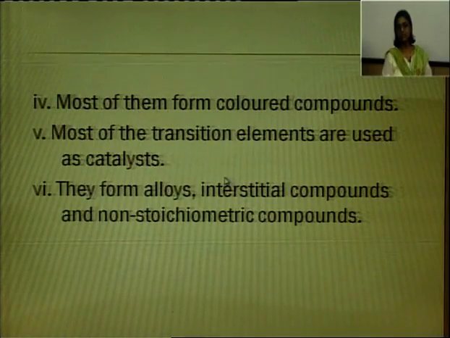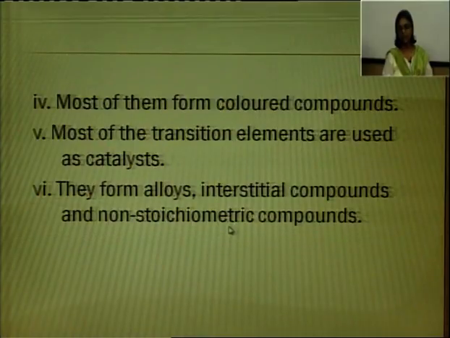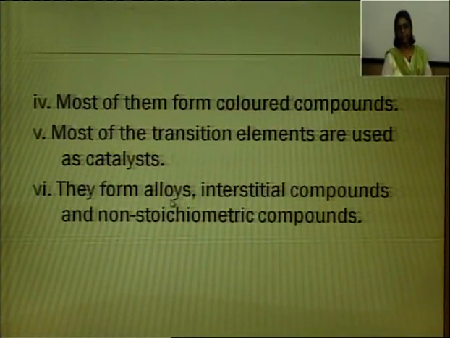Compounds means we are going to fix elements into the different element to occupy the open spaces in the metals. Non-stoichiometric means they are not going to have an order in the metals.